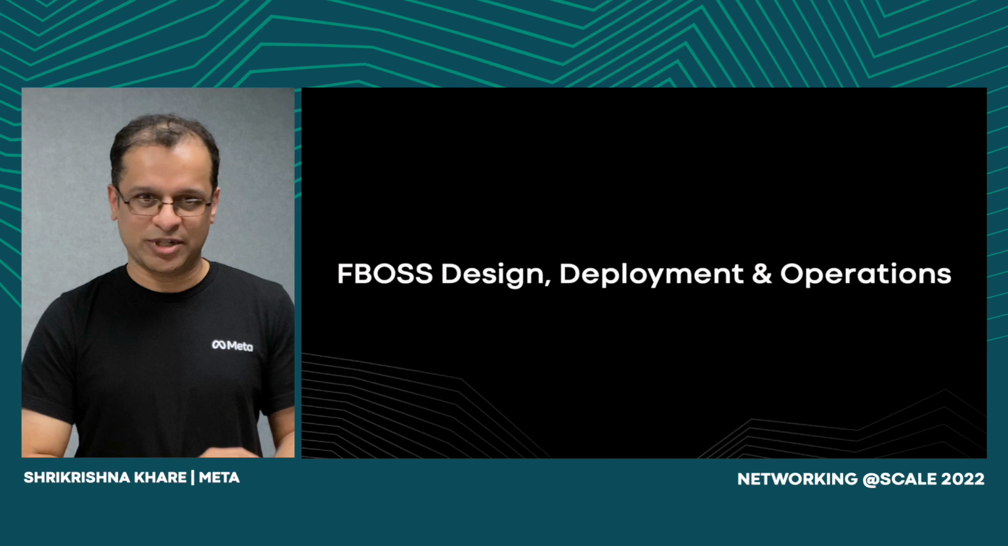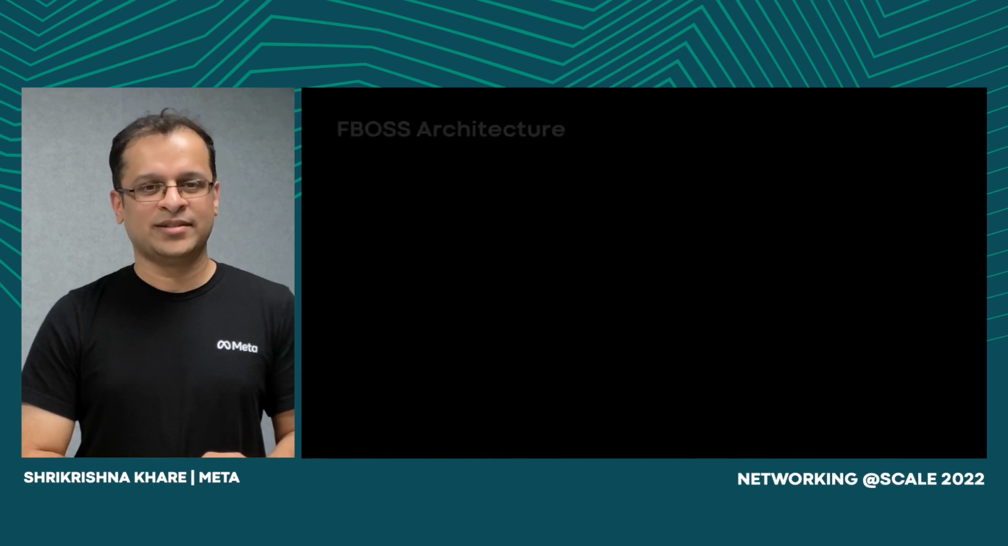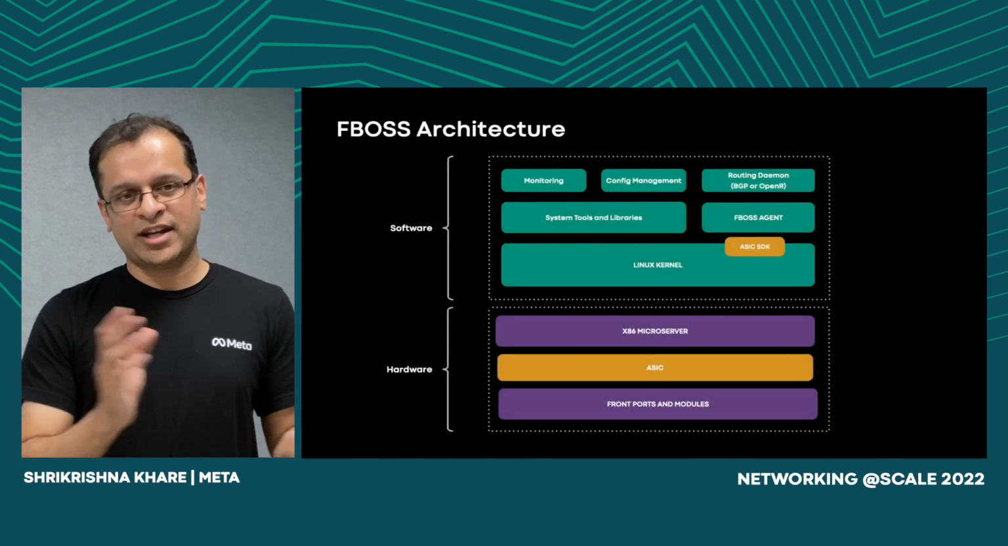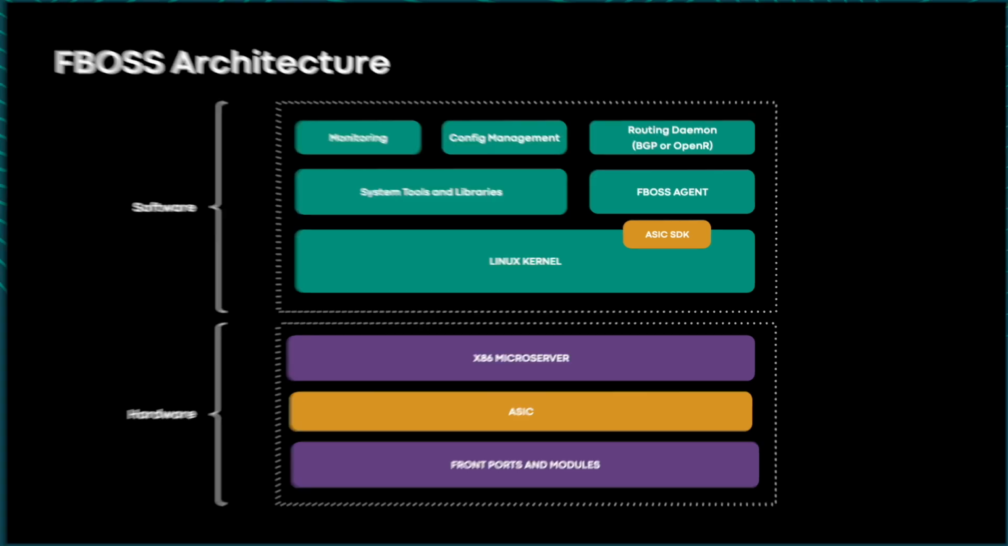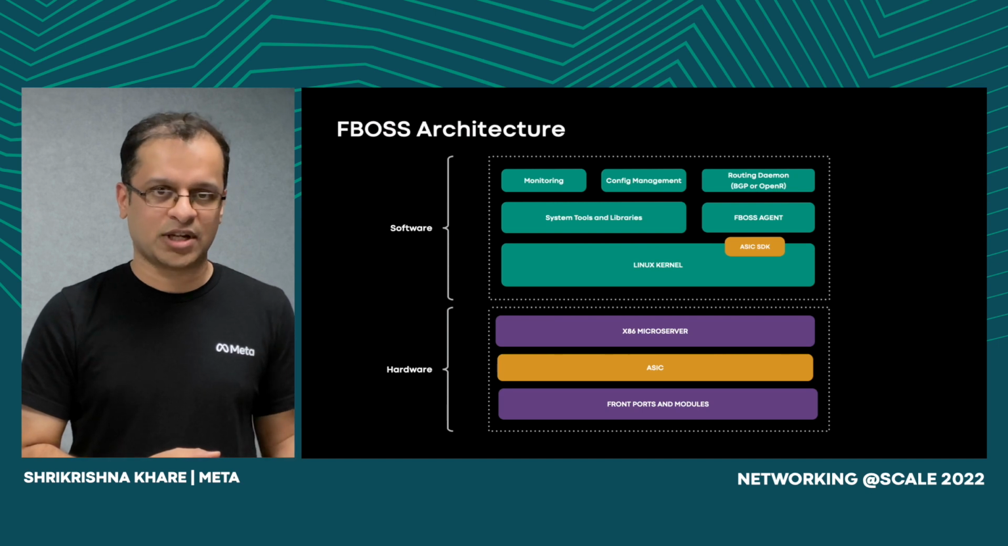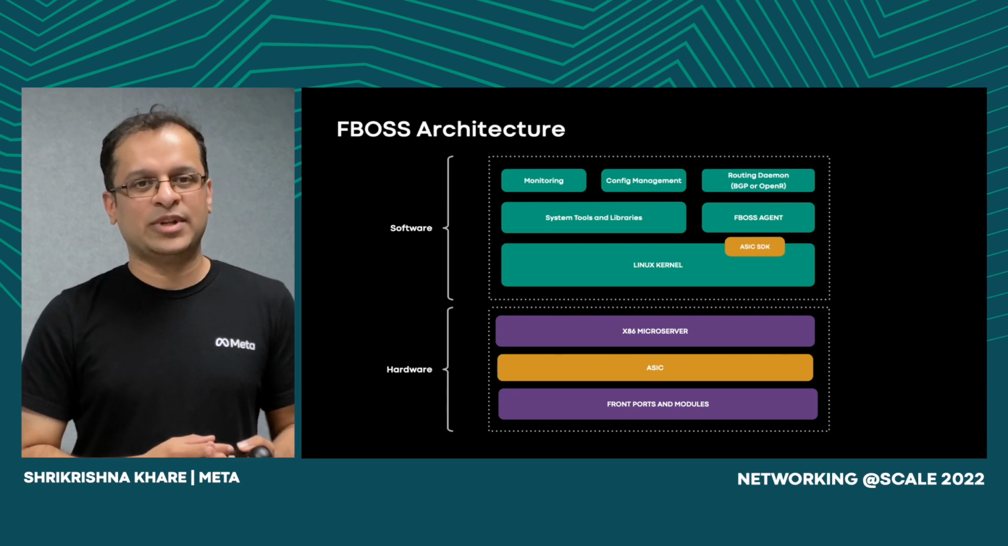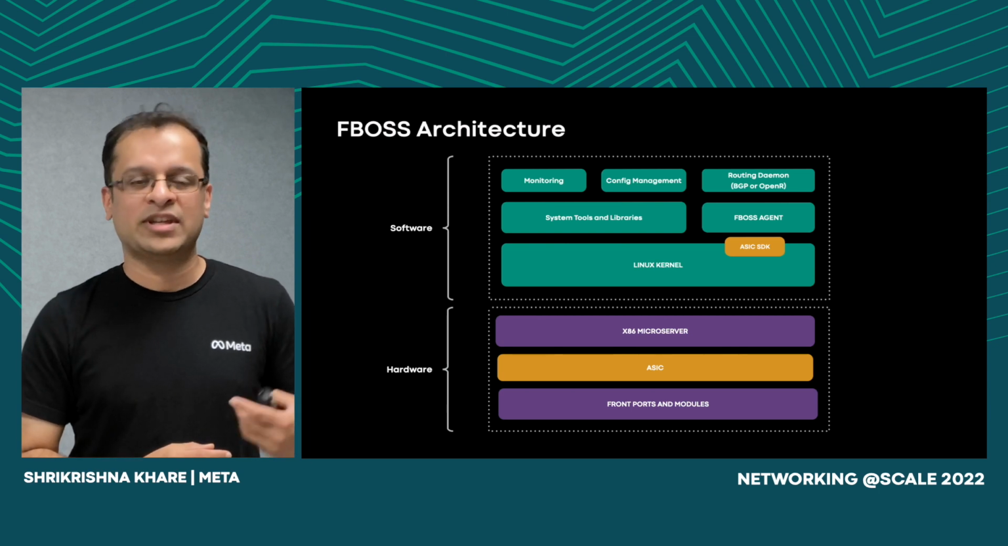Let's dive a little deeper into Fboss design. This slide illustrates the Fboss architecture. If you look at the box towards the right top, which is the Fboss agent, this is the binary that uses the vendor SDK to program the ASIC, which can do switching and routing. But there are a lot of other components needed as well. For example, the routing daemon. We have support for BGP as well as OpenR. Then there is the config management daemon, monitoring, as well as other tools that allow for quick and safe upgrade.